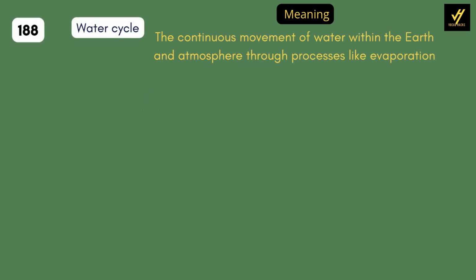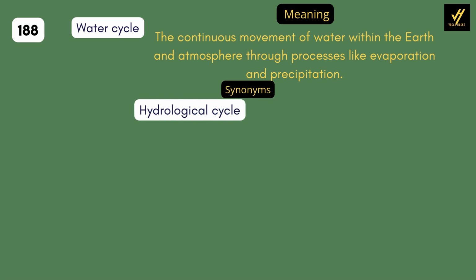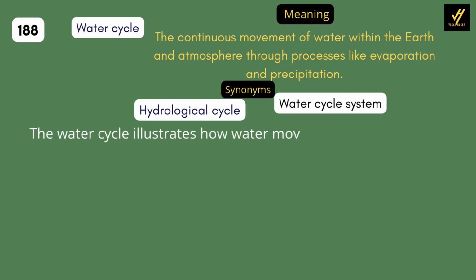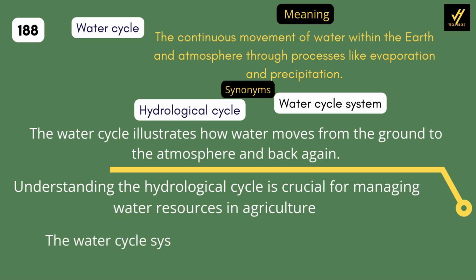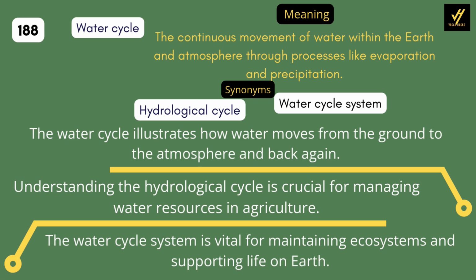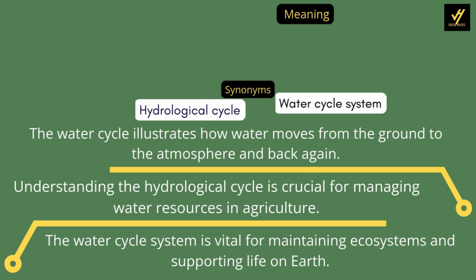Water cycle, the continuous movement of water within the earth and atmosphere through processes like evaporation and precipitation. Hydrological cycle, water cycle system. The water cycle illustrates how water moves from the ground to the atmosphere and back again. Understanding the hydrological cycle is crucial for managing water resources in agriculture. The water cycle system is vital for maintaining ecosystems and supporting life on Earth.